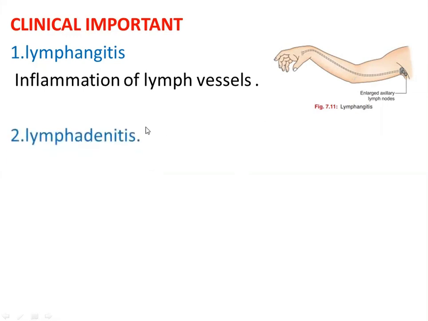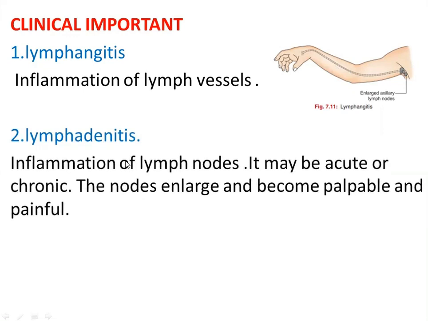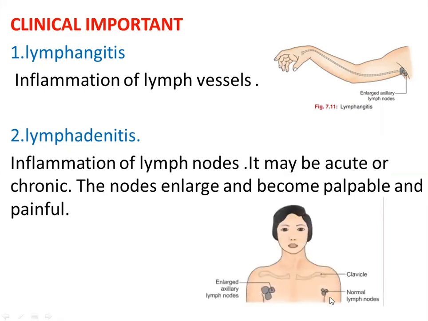Then the second one is lymphadenitis, right? This is the inflammation of the lymph nodes. It may be acute or chronic. The nodes enlarge and become palpable and painful. Here you can see this is a normal lymph node, right? This has become enlarged, right? Then we will see lymphedema.